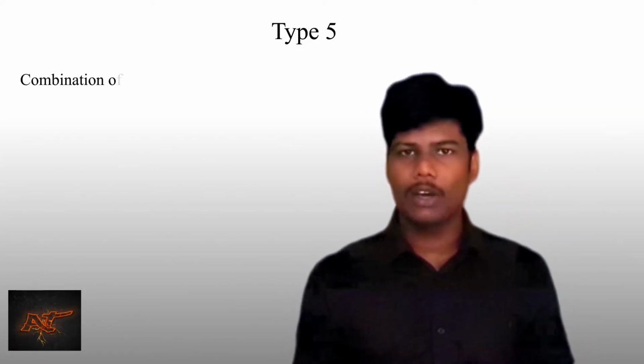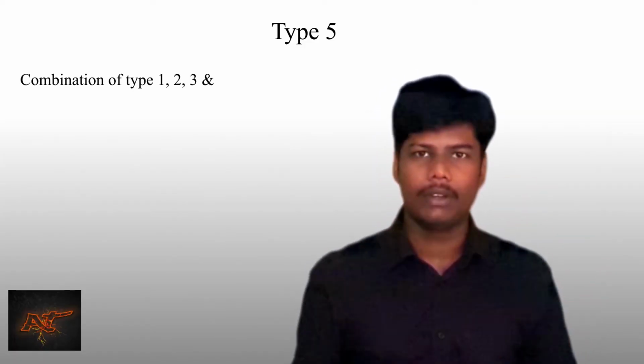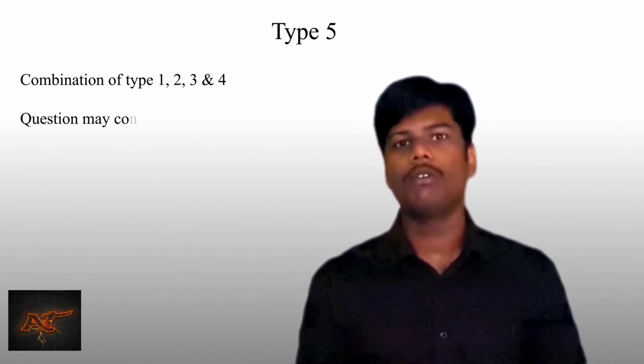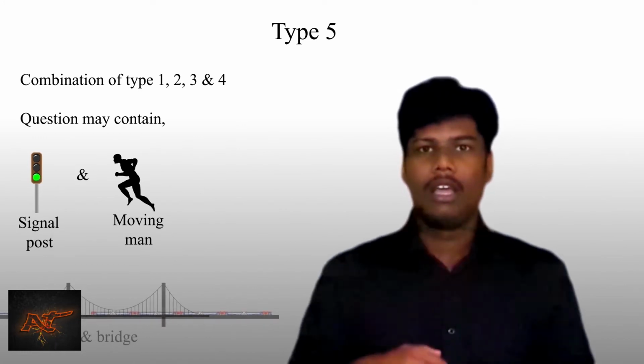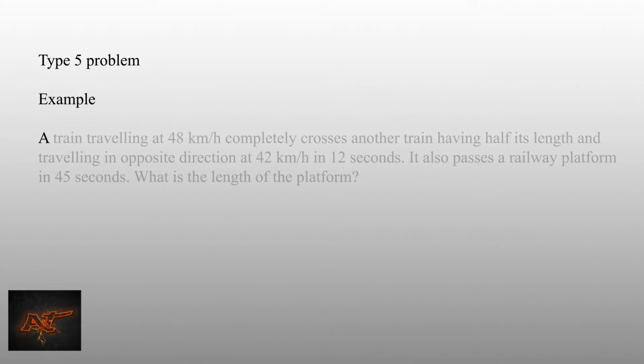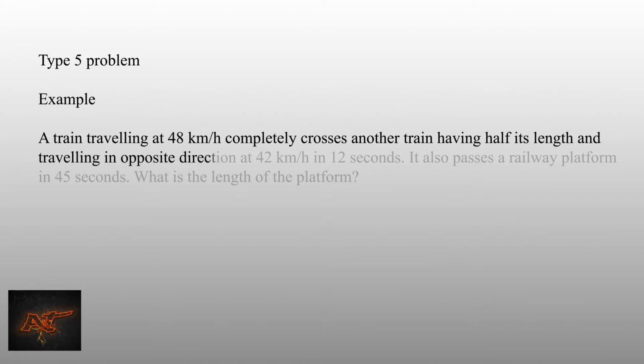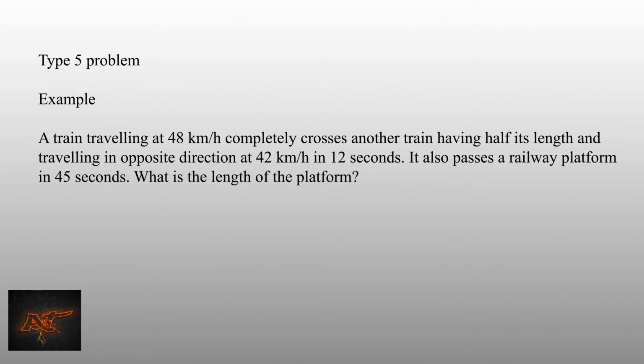The fifth type is a combination of the previously mentioned types. For example, the question involves a signal post and a moving man, or a question with two trains and a bridge. A train traveling at 48 km per hour completely crosses another train having half its length and traveling in the opposite direction at 42 km per hour in 12 seconds. It also passes a railway platform in 45 seconds. What is the length of the platform? The question involves two trains and a platform.